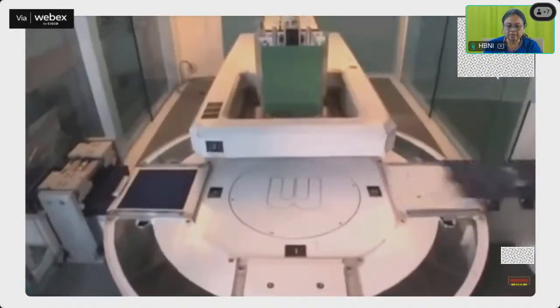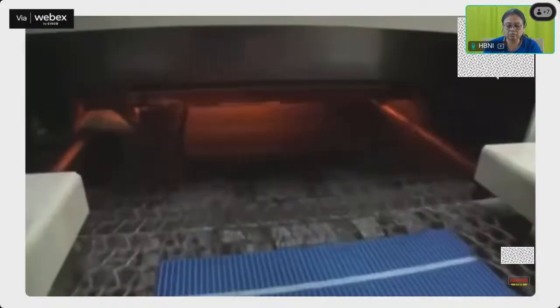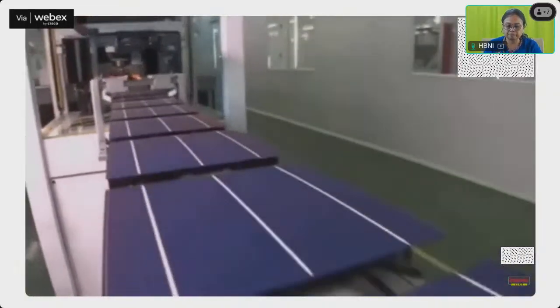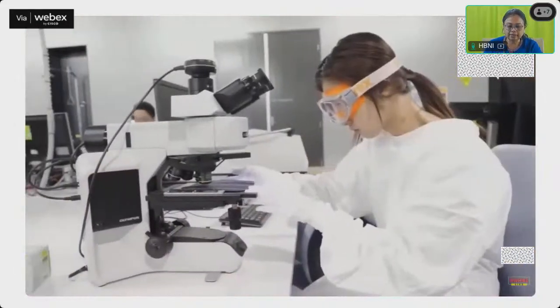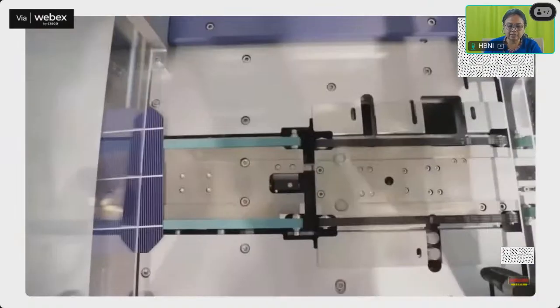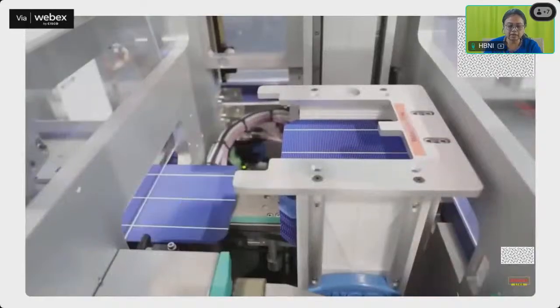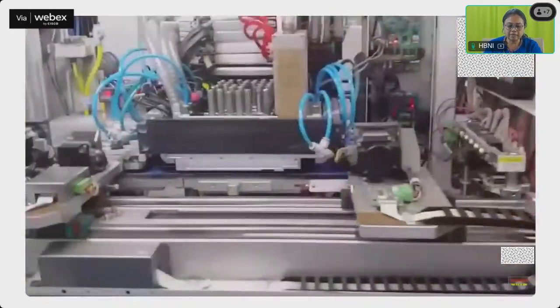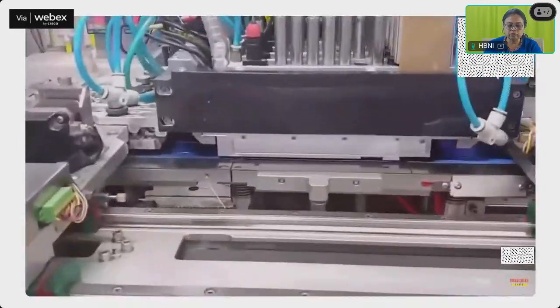First the screen printing is there for the metallization, then they are doped with phosphorus at high temperature and boron, and then they are tested. Each cell is tested, then all metallization is done, then all the cells are now connected to each other.